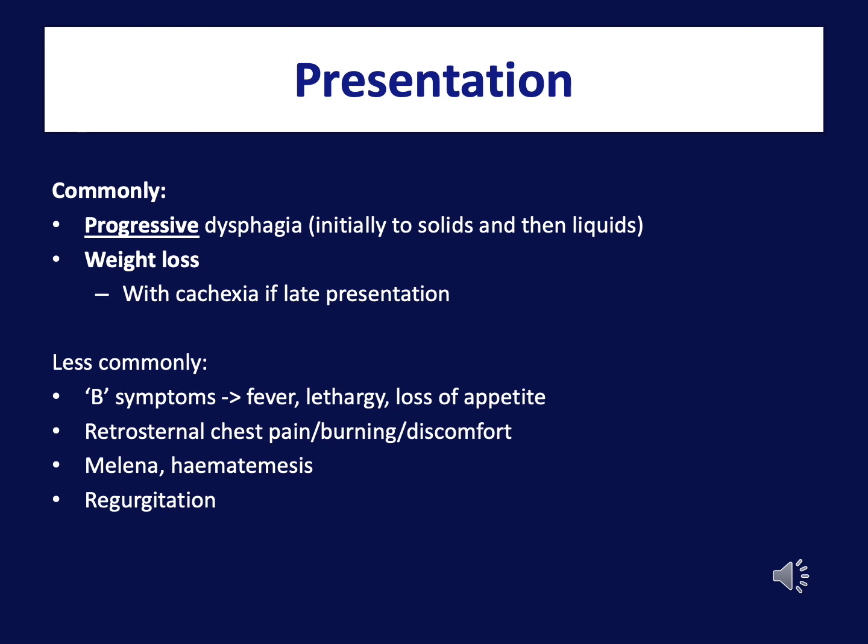Less common signs, but signs to be aware of are B symptoms, so fever, lethargy, appetite loss, night sweats. Retrosternal chest pain, that's from the food having difficulty passing down past the obstruction. Melena and hematemesis if there's any upper GI bleed from the cancer, and then regurgitation.